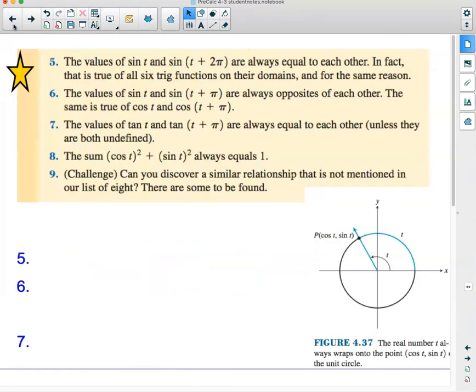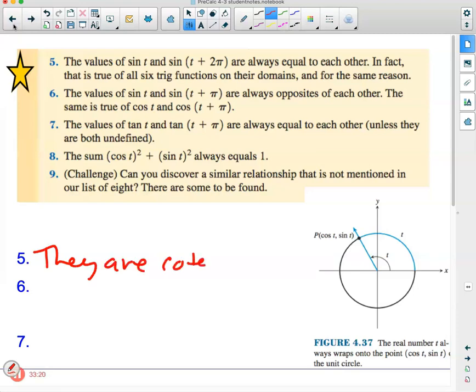The values of sine of t and sine of t plus 2 pi are always equal to each other. Okay, so you've got a point on the unit circle. And now I have to do this backwards, counterclockwise this way for you guys. 2 pi, it'd be at exactly the same spot. They're coterminal. Of course they're going to land in the same spot. If they're coterminal, then those trig functions are all going to be the same. And like it says, that's true for all 6 of the trig functions that we have.